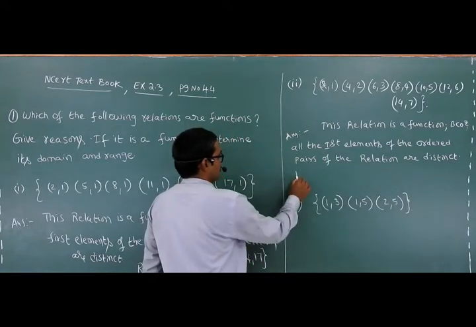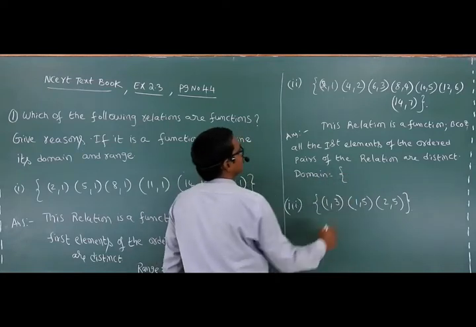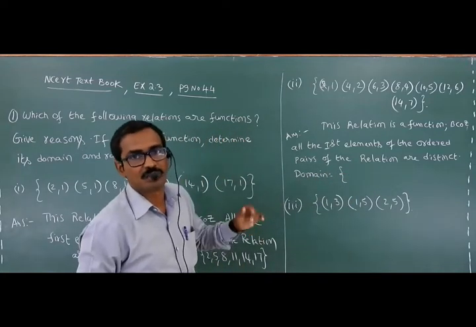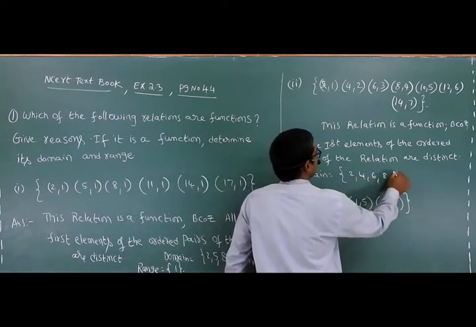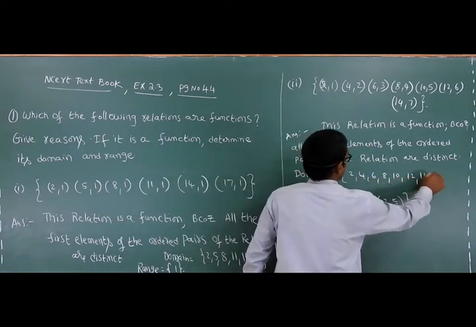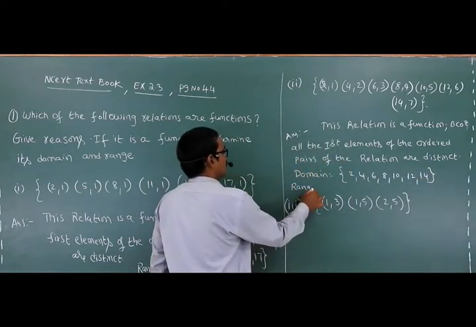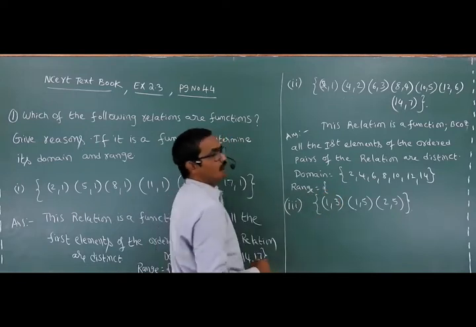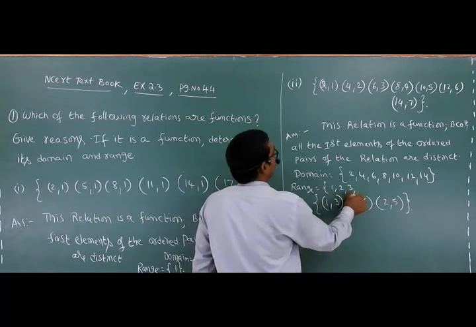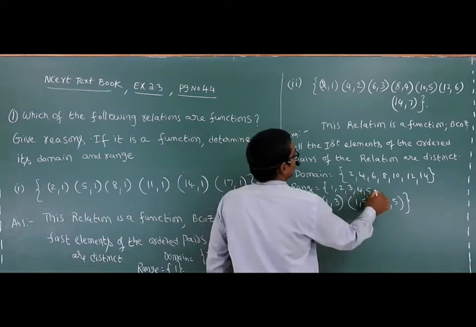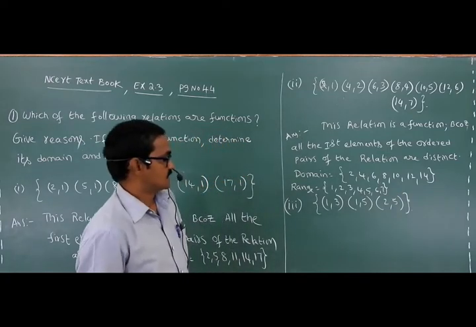Then you find domain and range. Domain is equal to all the first elements of the ordered pairs of the relation: 2, 4, 6, 8, 10, 12, 14. Next, range. Range is equal to all the second elements of the ordered pairs of the relation: 1, 2, 3, 4, 5, 6, 7. That's all.